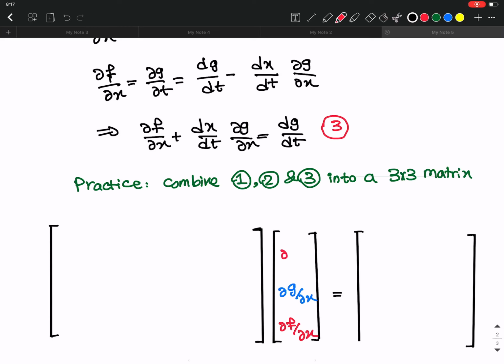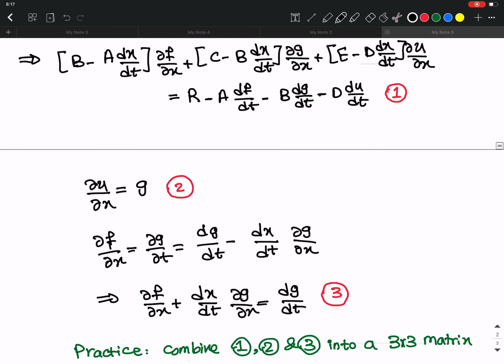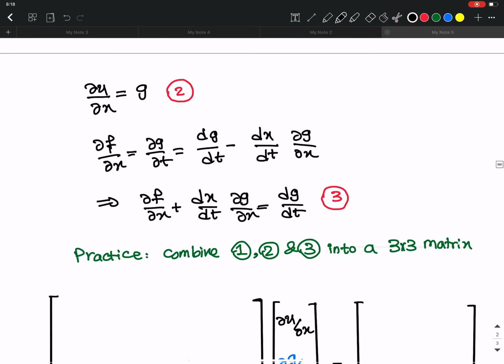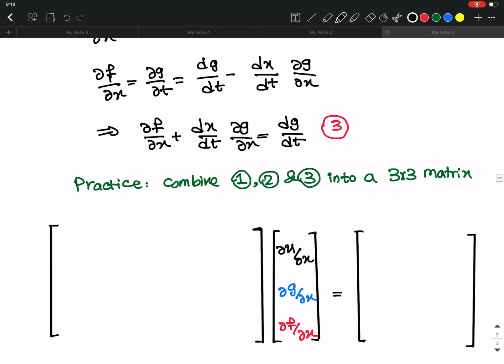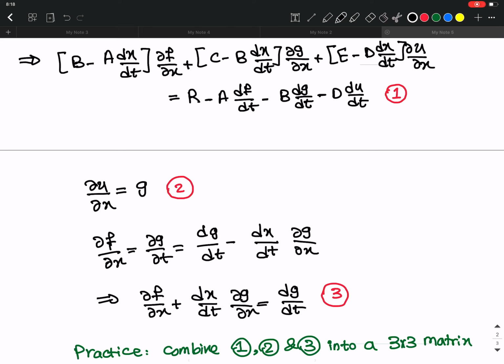take some time and find this matrix, okay? Combine these three and find this matrix, using these three equations, okay? So you have these three equations and you want to combine them into a 3x3 matrix. So I suggest you to pause this video and take your time and do this before I start doing it. Okay, you can pause the video and do it yourself.